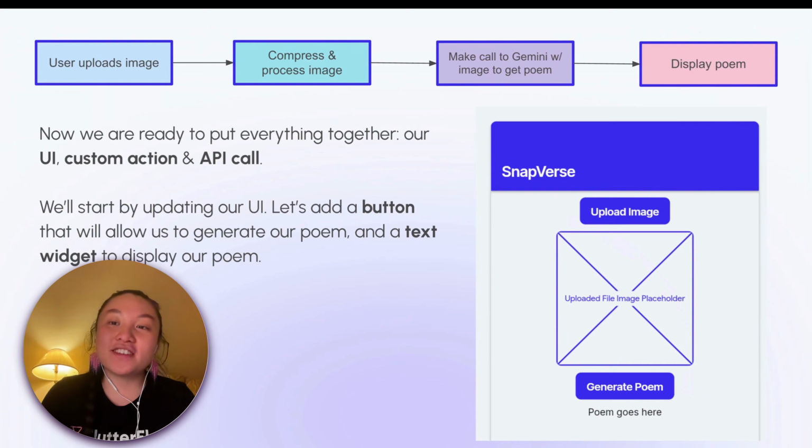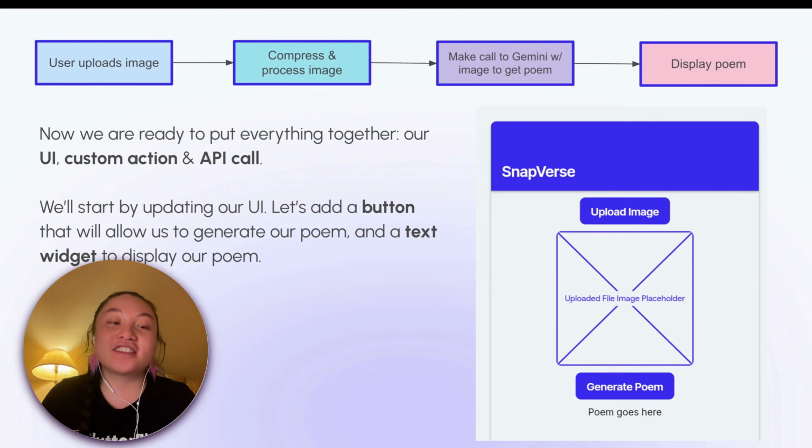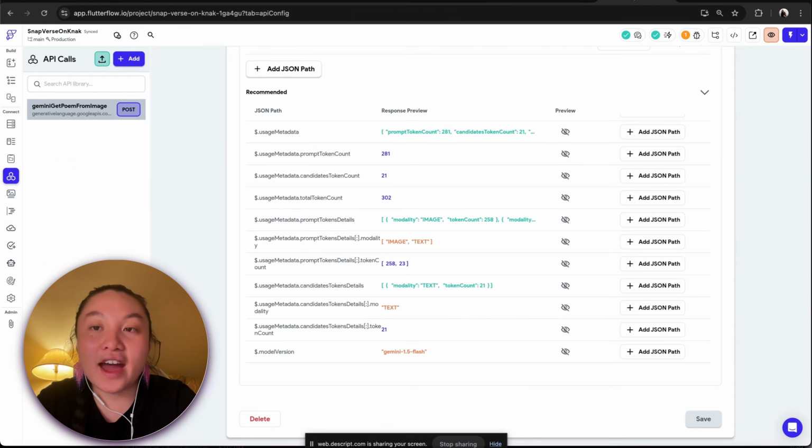What's going to be involved in tying everything together? First, we're going to update our UI. So we already had the button to upload an image. Now we're going to add a button that generates our poem. And we're going to add a text widget underneath that's going to display our poem. So let's go ahead and do that.